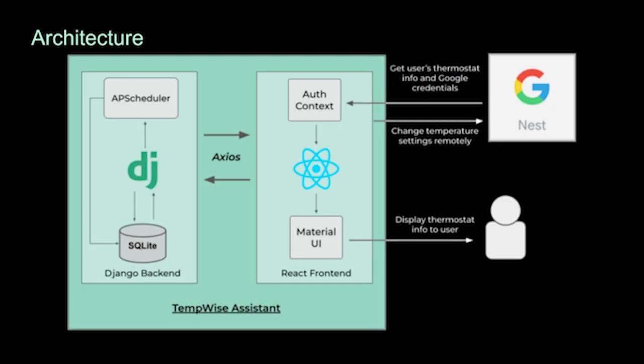This is our architecture diagram. As mentioned before, we are using React for our front end and Django for our back end. When the user logs into our app, a request is made to Google Services to retrieve their account and Nest info. Upon a successful login, the information, including the user's access tokens for their Nest devices, is returned to React into the auth context. Those tokens are used when sending requests to Google to retrieve the thermostat information, including the device's current temperature and humidity. Those tokens are also used to control the thermostat.